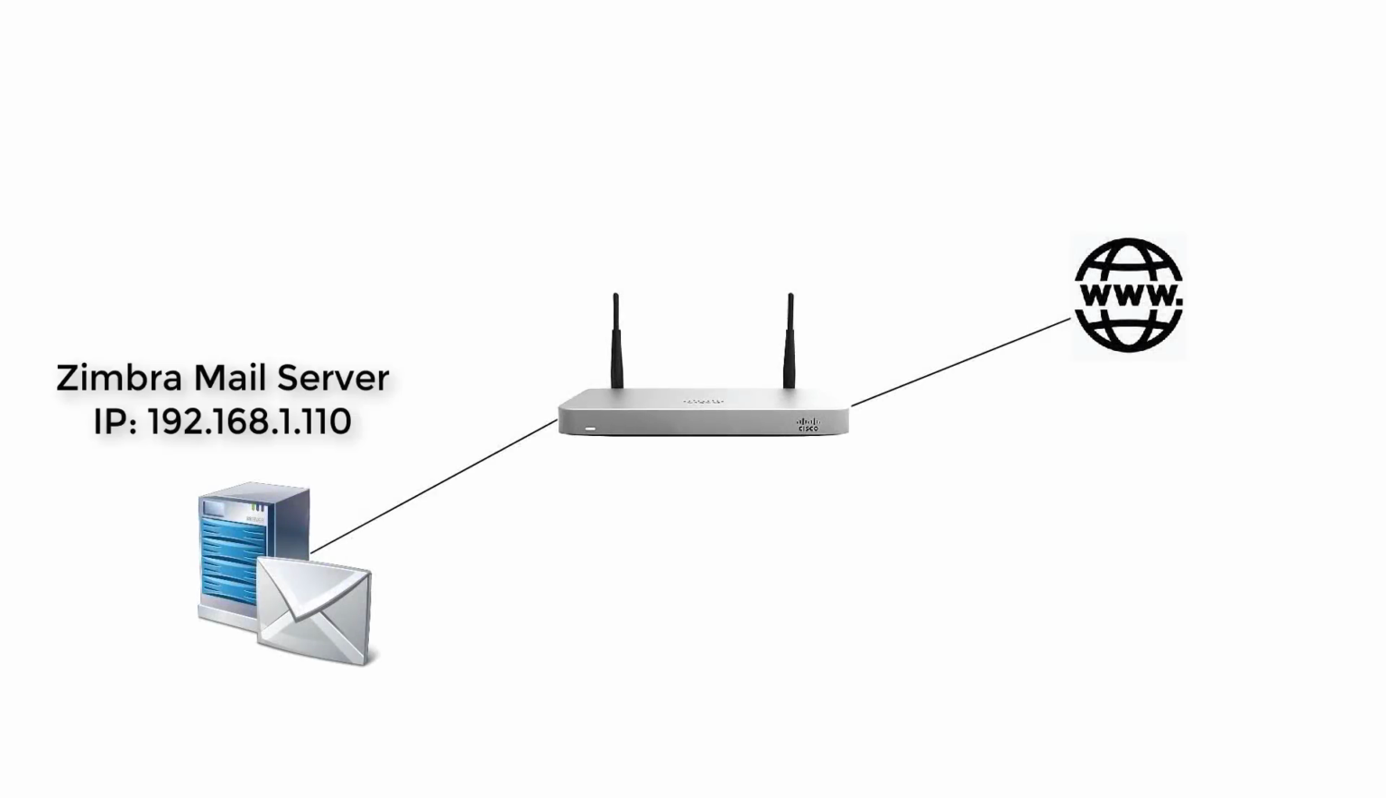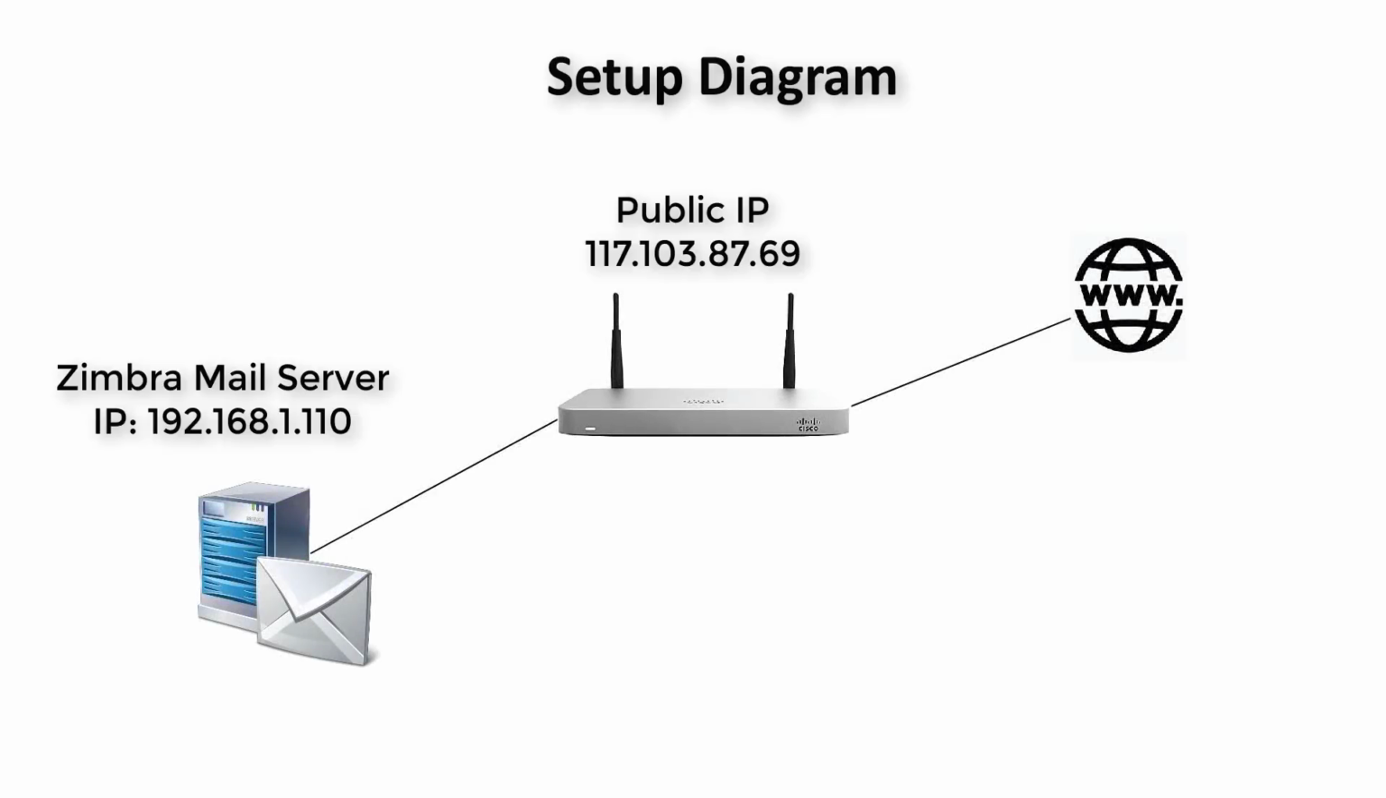This is my mail server topology. Here you can see the standalone server, that is the Zimbra mail server, connected to the internet with a private IP behind a firewall. Here, 192.168.1.110 is actually a private IP and it is behind a firewall.